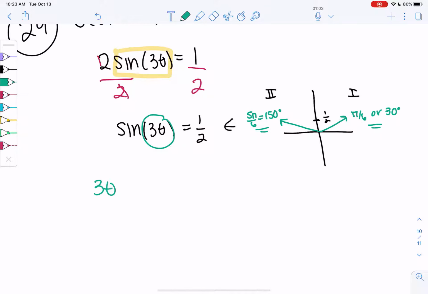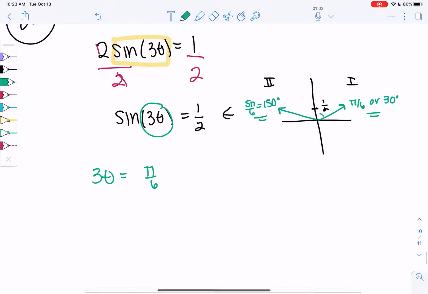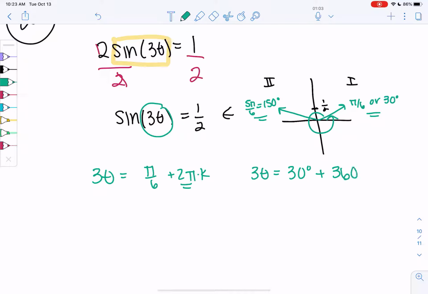So 3 theta equals pi over 6. But remember, we could technically go around and land there later, so we say plus 2 pi k. If you decided to do degrees instead, you would say 3 theta equals 30 degrees plus, instead of 2 pi, it'll be 360 degrees k. And then we just divide by 3 to solve for theta. So theta is what? Pi over 18? 6 times 3 is 18, plus 2 pi over 3 k.